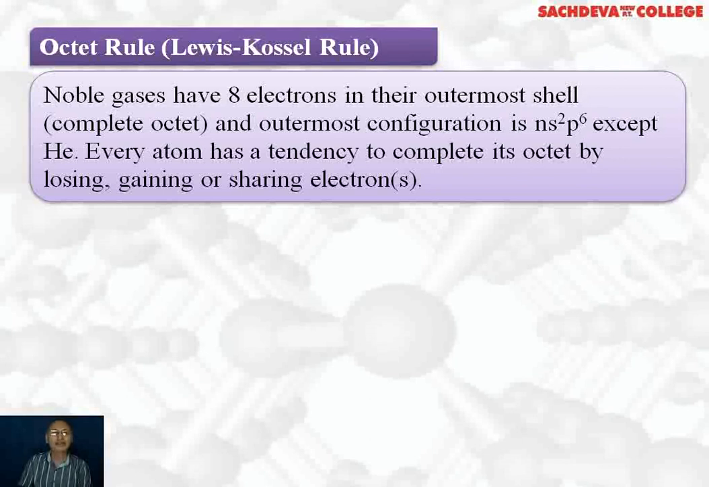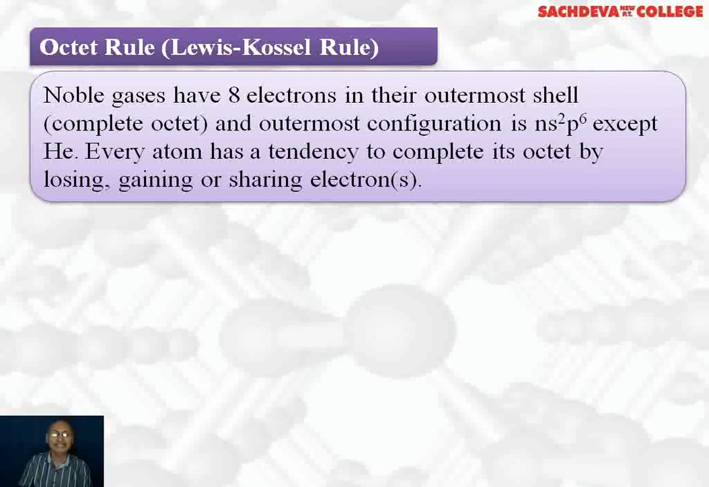You must be knowing that noble gases have 8 electrons in their outermost shell. That is, they have complete octet, except helium, which has only 2 electrons. And noble gases are highly stable. What do you mean by highly stable? That is, they do not react or they are least reactive.